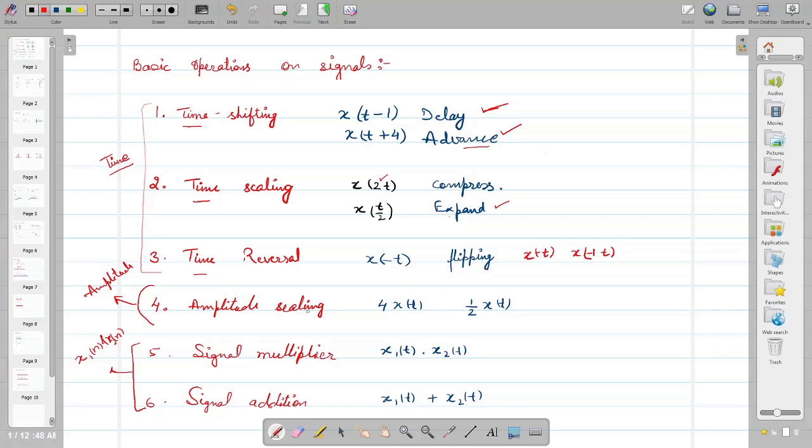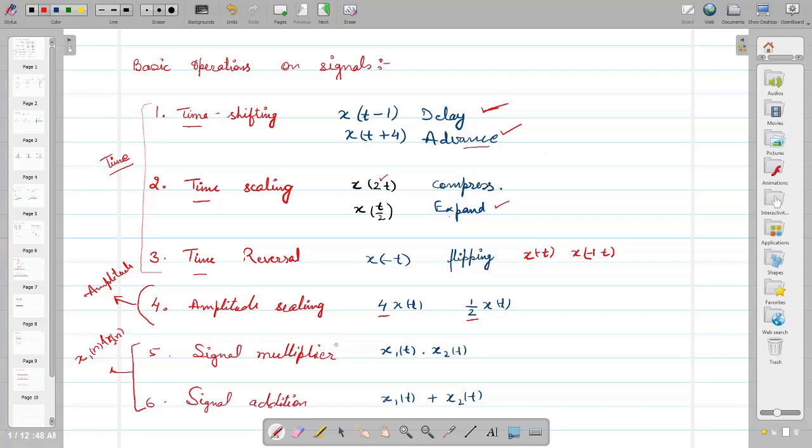Another kind of operation is the amplitude related operation, that is amplitude scaling. In amplitude scaling, we have two kinds of multiplication. One is higher than 1 and another is less than 1. If it is higher than 1, then it is amplification. If it is less than 1, it is called attenuation.